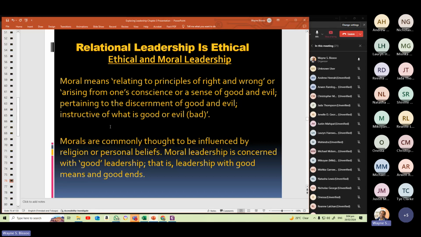When we talk about morals, here they're referring to moral values as the principles of right and wrong, or, quoting here, arising from one's conscience, a sense of good and evil, pertaining to the discernment of good and evil, instructive of what is good or evil or bad. Again, some things that are evil today weren't evil before, and some of the things considered good today were evil in the past.